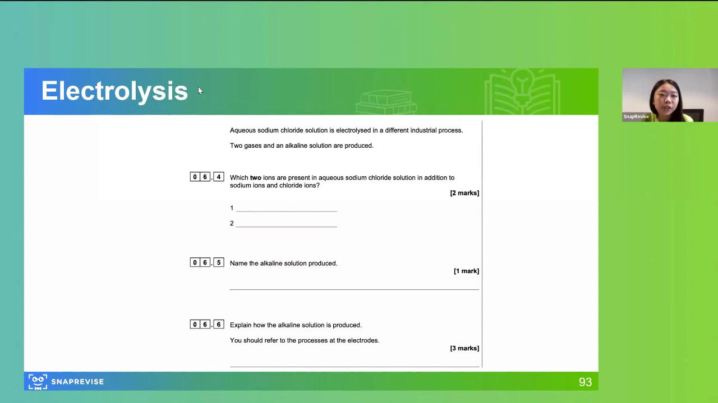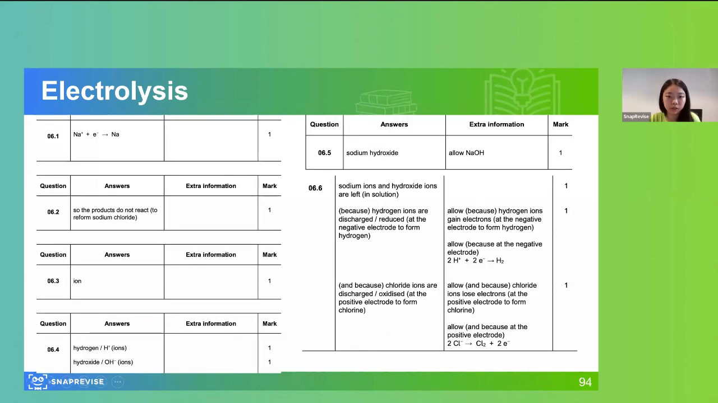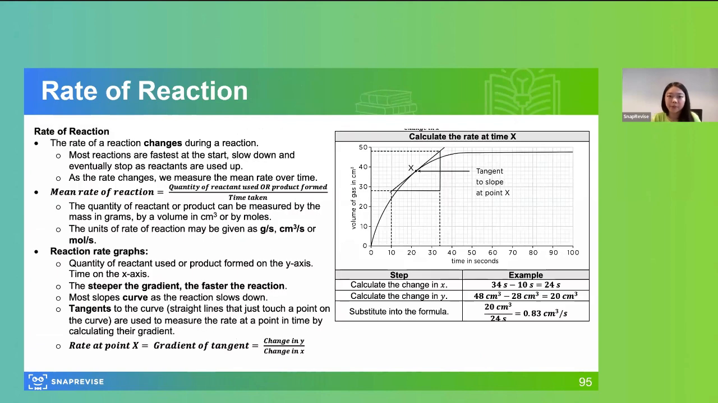Okay. Any questions regarding electrolysis? We're going to move on to the next topic, but that's kind of it for electrolysis I would like to talk about. Doesn't seem like it. Okay, we're going to move on to... Okay. Wait, there are other questions.